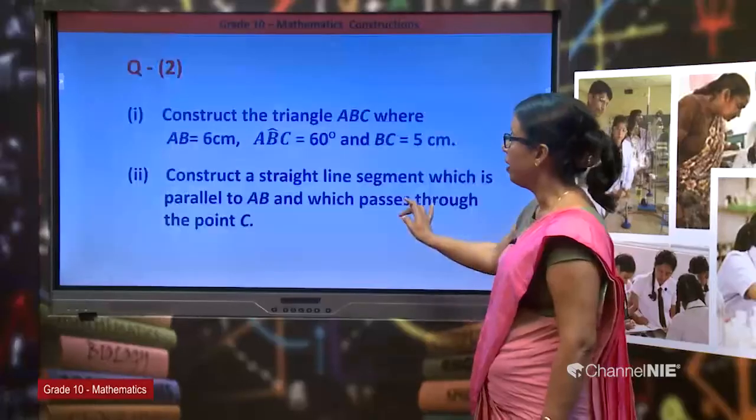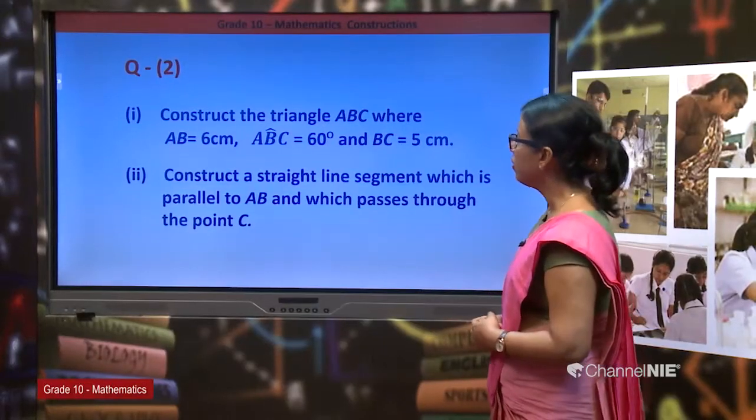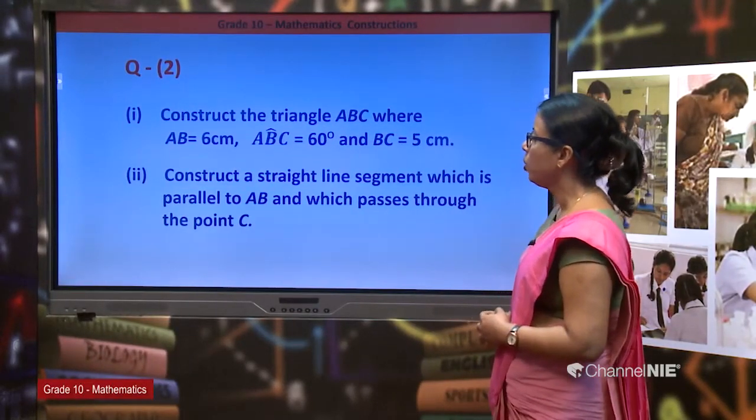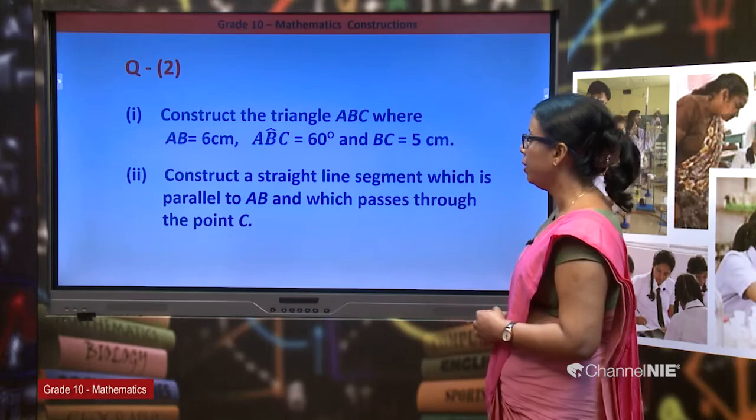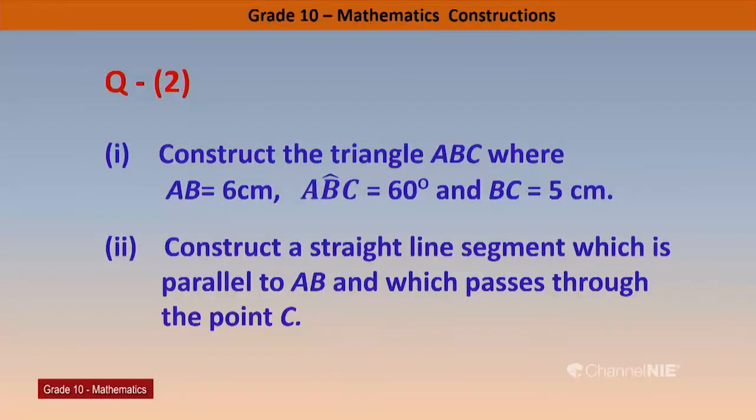Right. Let us try another question. Construct the triangle ABC where AB equals 6 centimeters, angle ABC equals 60 degrees and BC equals 5 centimeters. So, first we need to construct a triangle. Next, construct a straight line segment which is parallel to AB and which passes through the point C. So, let us construct the triangle first.